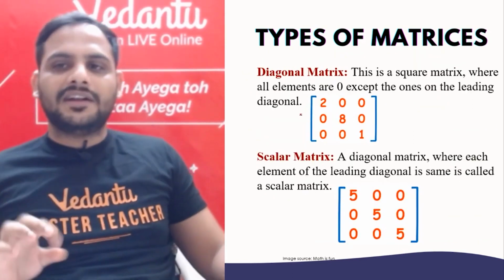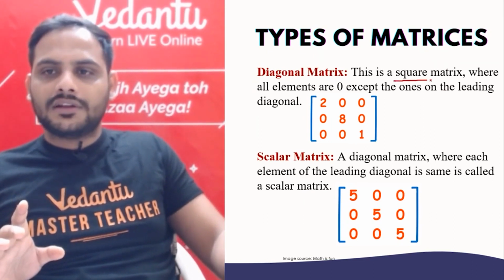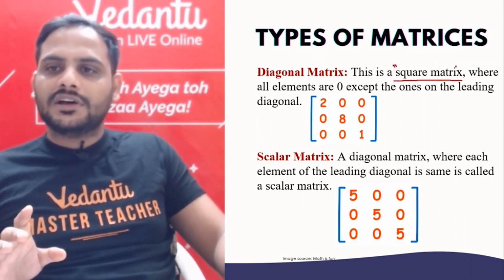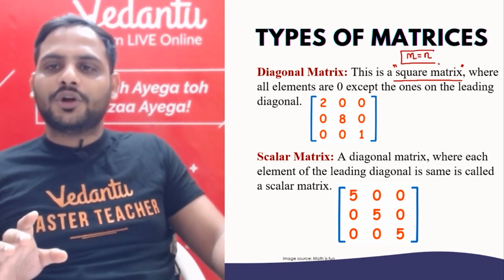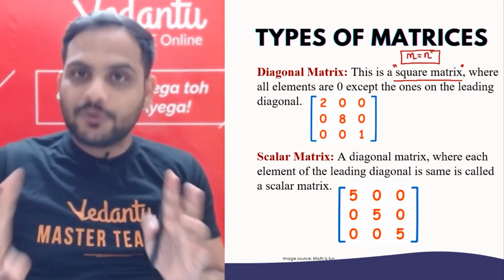So diagonal matrix, remember guys, first thing very important, that the diagonal matrix has to be a square matrix. That means in a diagonal matrix we can say number of columns and number of rows will be equal.